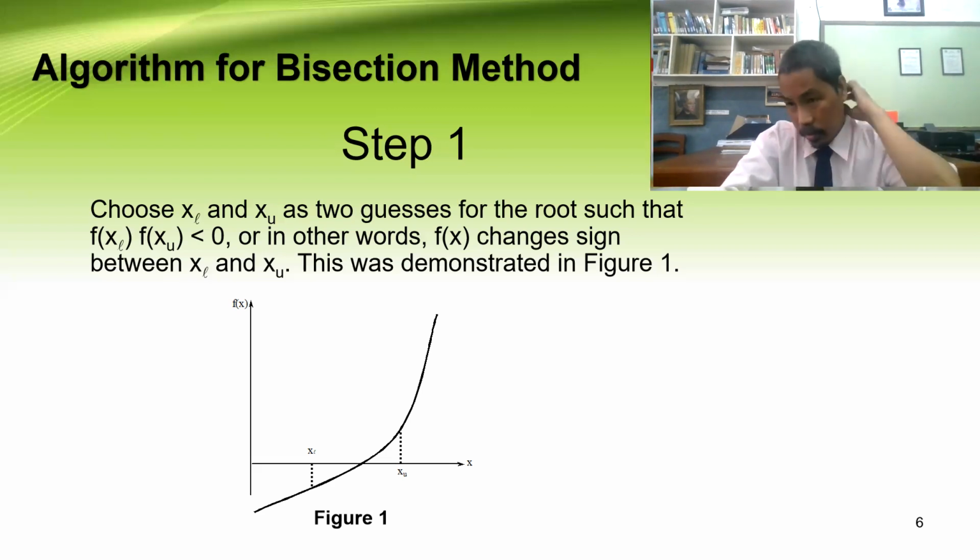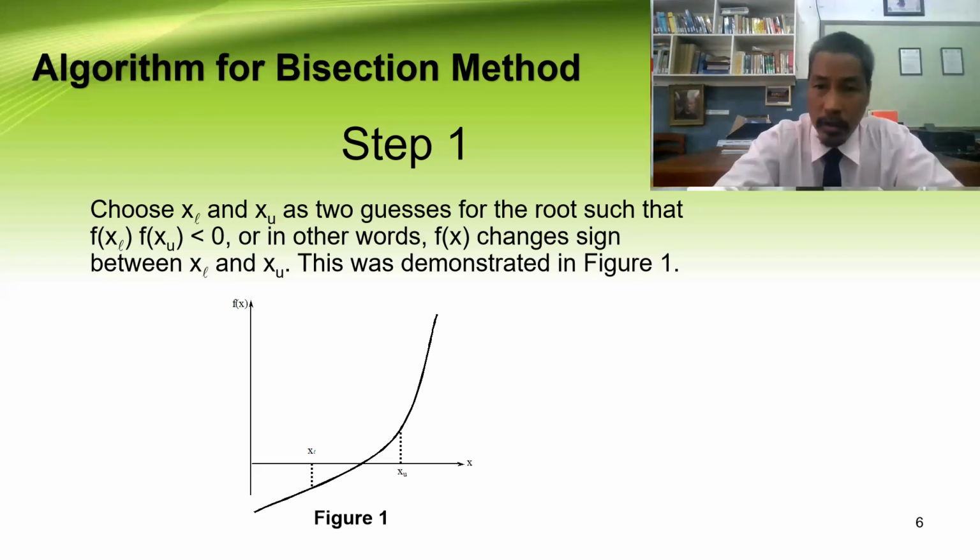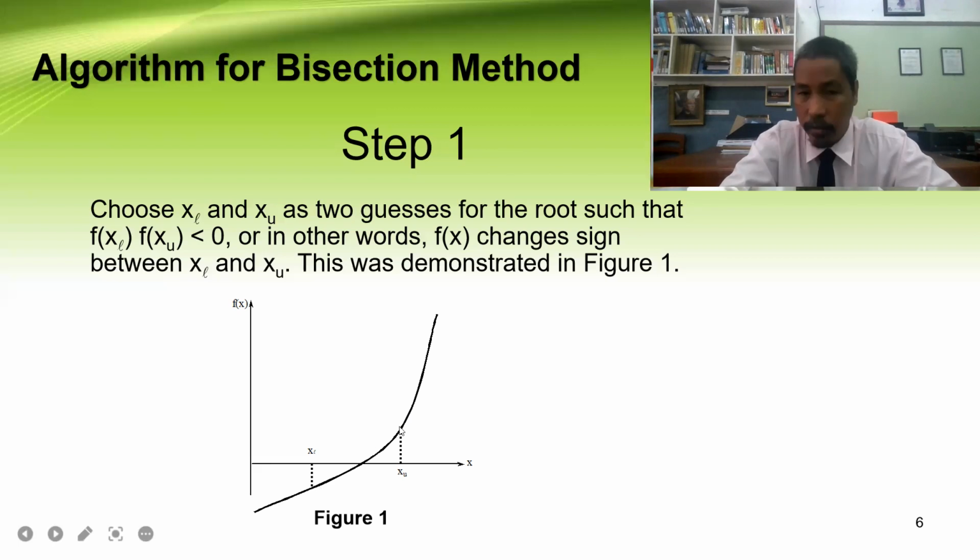Take note of the condition. Take note of the condition. The function is continuous, like this, continuous. There is no jump, there is no void, there are no vacuum points. So it is continuous, particularly between XL and XU. So that is our step 1.